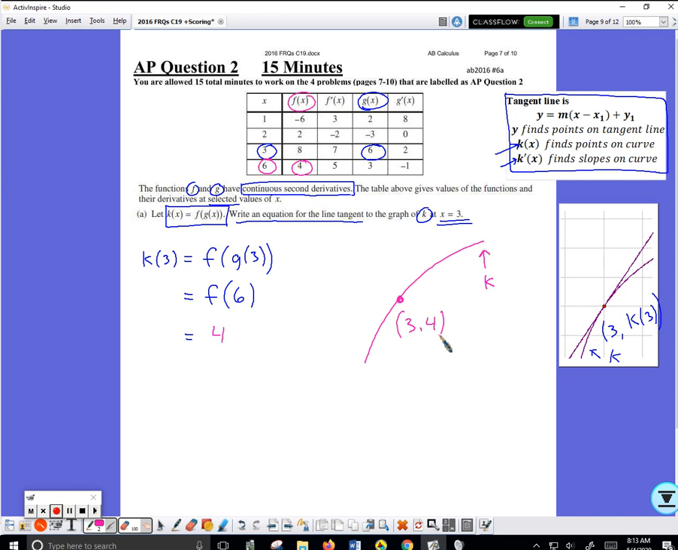Now I need to find the derivative, because k prime will find the slope right at this spot on the curve, which will be the same as the slope of a line that is tangent to the curve at that point. My board's a little out of calibration here, or I'm a little out of calibration, one of the two.